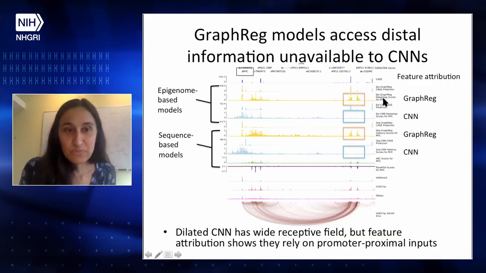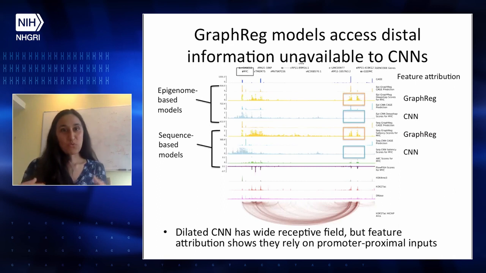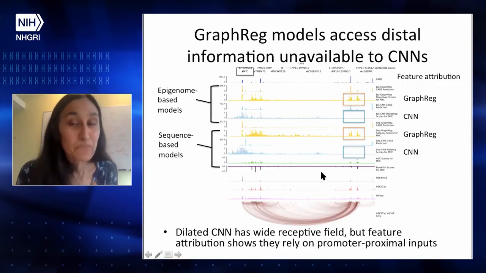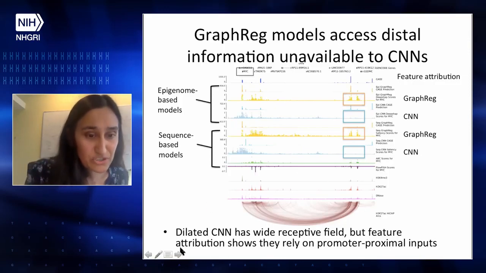And what you can see is both the genome-based models and the sequence-based models, GraphReg can find these distal enhancers, whereas the CNNs can't. So 1D CNNs, the dilated CNNs, in principle have a wide receptive field, but actually the feature attribution shows they're only learning information very proximal to the promoter. They can't access this distal information, and that's the power of this approach.